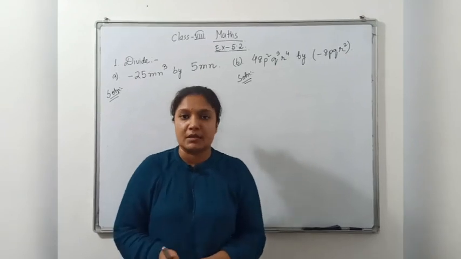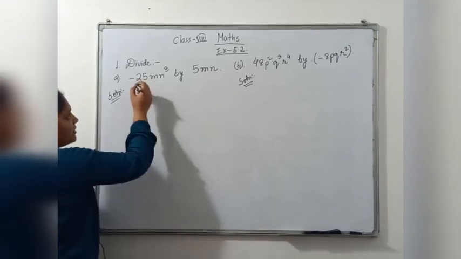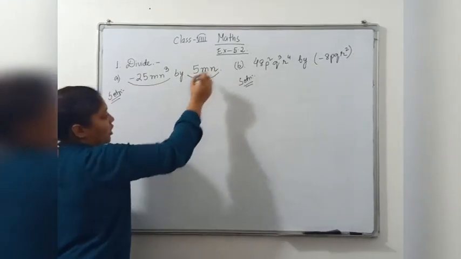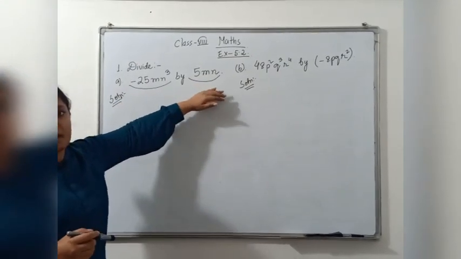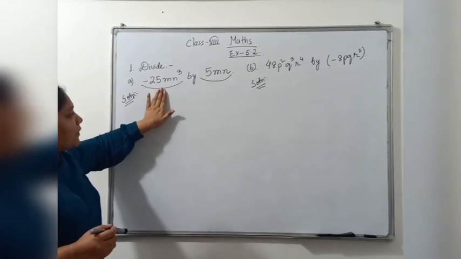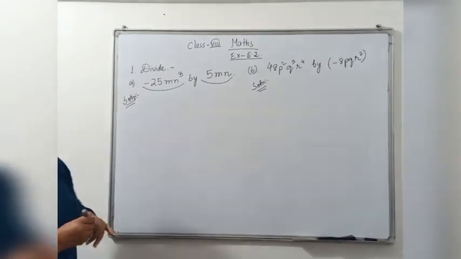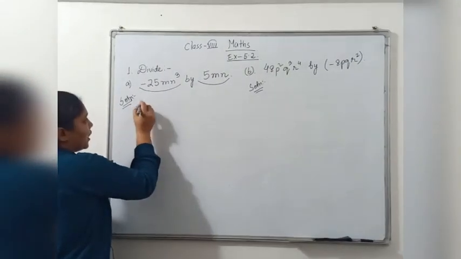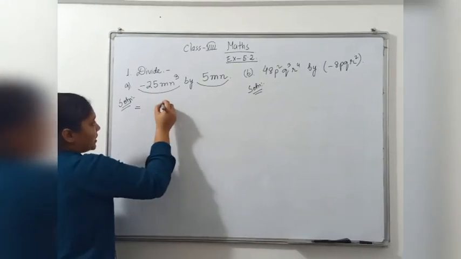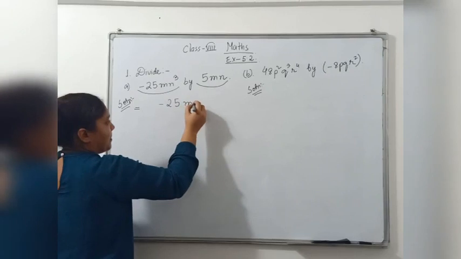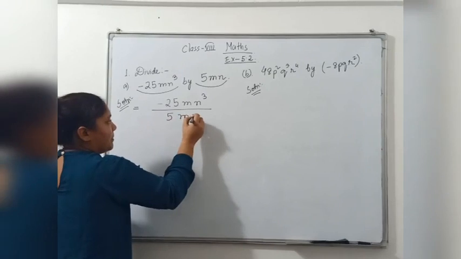Division of variables. Clear? So your first question, just see here what? This is a monomial and this is also a monomial. So here we are dividing what? Monomial with monomial. Clear? So if your dividend and divisor both are monomial terms, then how will you divide? Okay? So let's see what you will do. You all will rewrite the question. I am not rewriting the question. Okay? Just see. 25 m n cube by 5 m n.